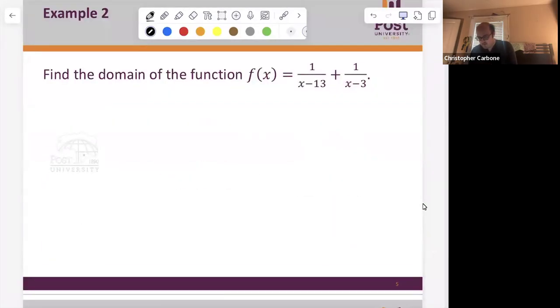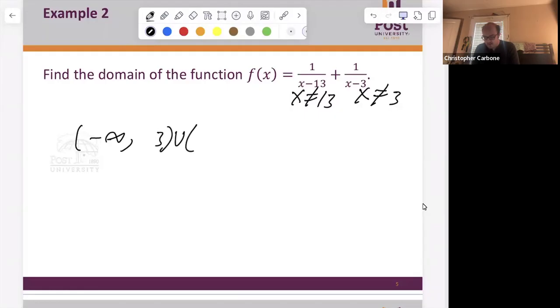For this one, f of x equals 1 over x minus 13 plus 1 over x minus 3. We want the domain here, so we cannot have a 3, and we cannot have a 13. So negative infinity to 3, union 3 to 13, union 13 to infinity. It's going to be our interval for the domain, and all those numbers are in parentheses since we do not want to include them.